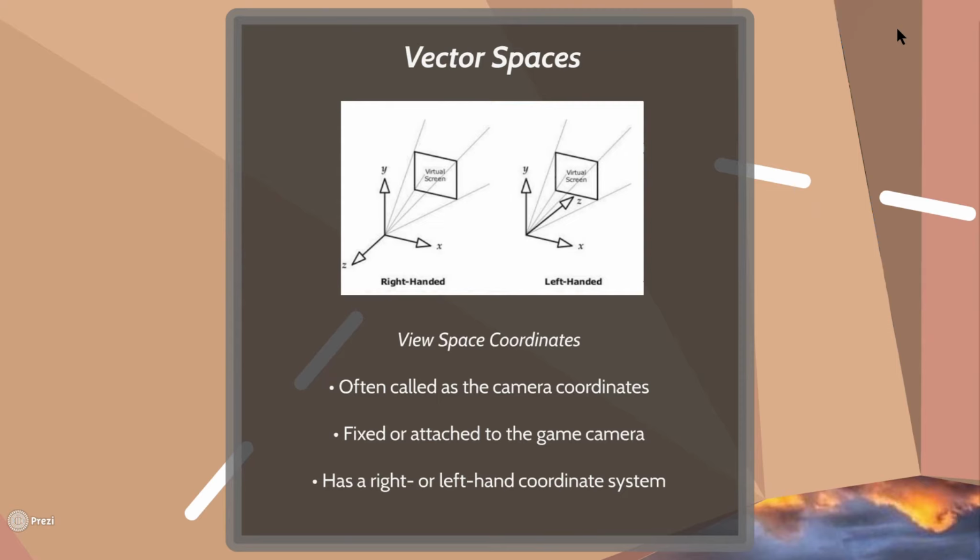The view space coordinates are often called the camera coordinates. These are the coordinates fixed or attached to the game camera. As you can see from the image, it has a right or left-hand coordinate system attached to the camera.